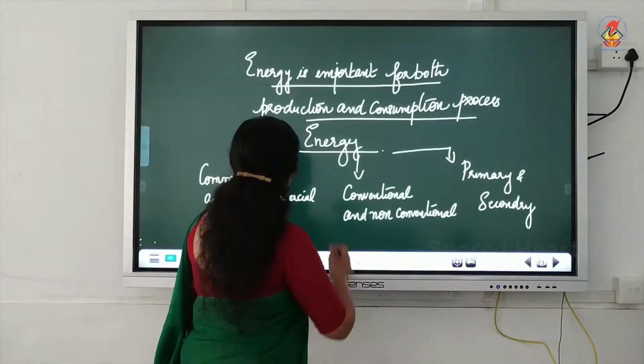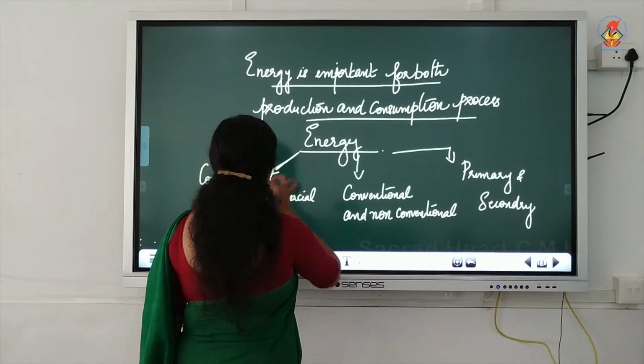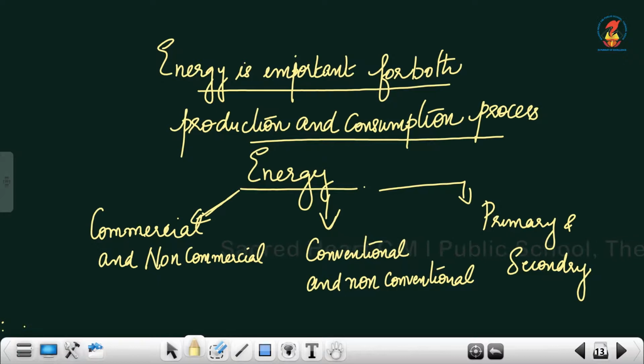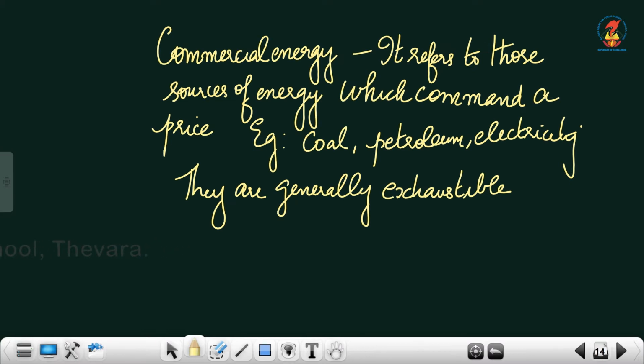Now energy can be divided into commercial and non-commercial sources of energy, conventional and non-conventional sources of energy, and primary and secondary sources of energy. So once again, energy is divided into commercial and non-commercial, conventional and non-conventional, primary and secondary. First we will discuss commercial and non-commercial energy.